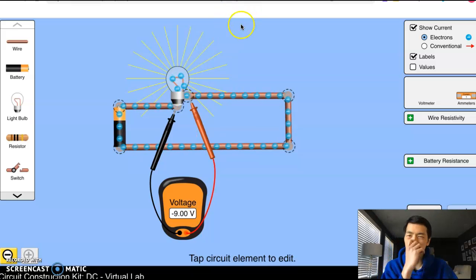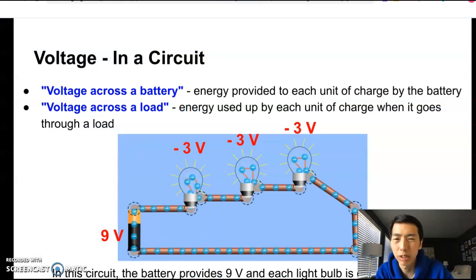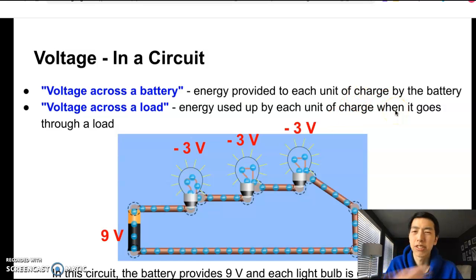And in the circuit I have in the slideshow, I had 3 light bulbs, so they were using up 3 volts each. So that's voltage. It's how much energy that's provided by a battery, or it's how much energy that's used up by a load, like a light bulb.